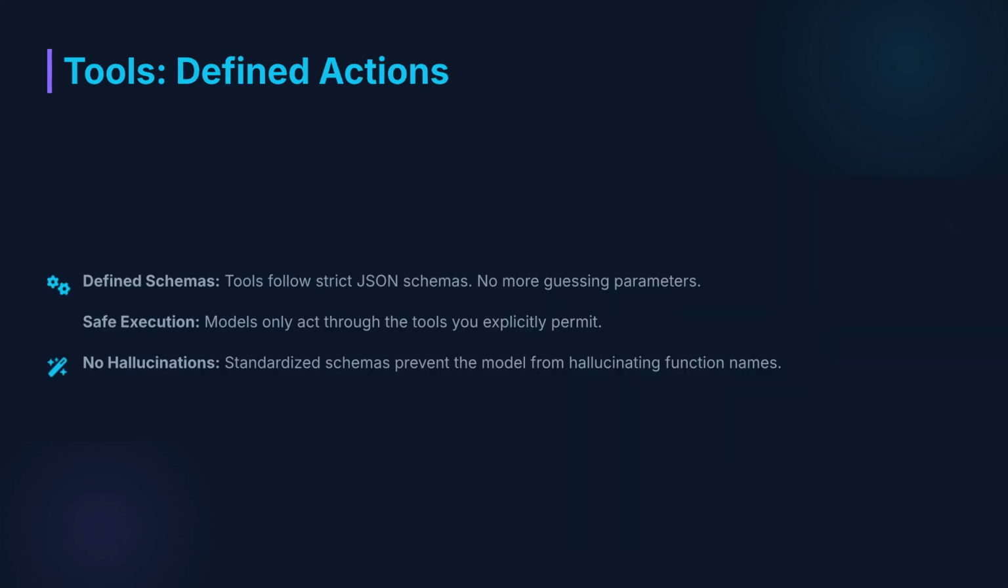Tools are defined actions with strict JSON schemas, eliminating the need to guess parameters. This standardized approach ensures safe execution and prevents the model from hallucinating function names.